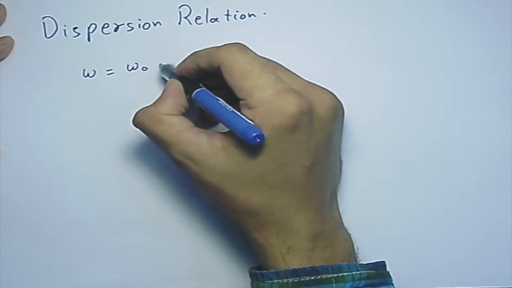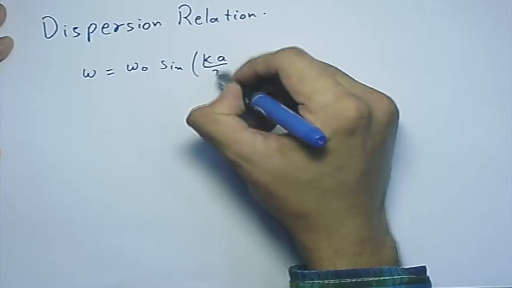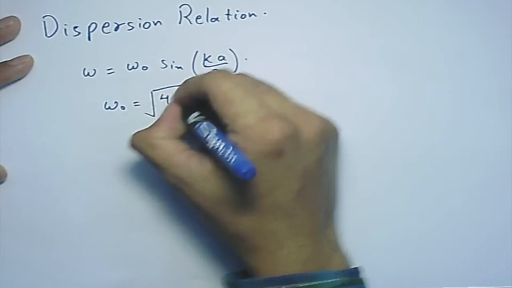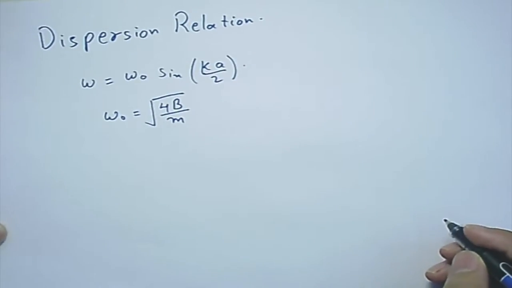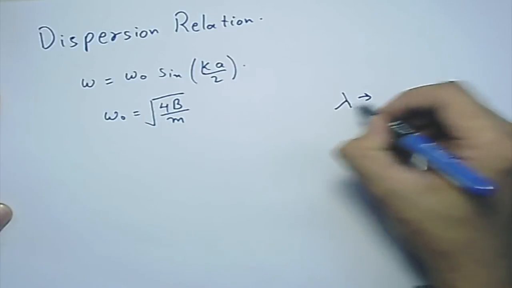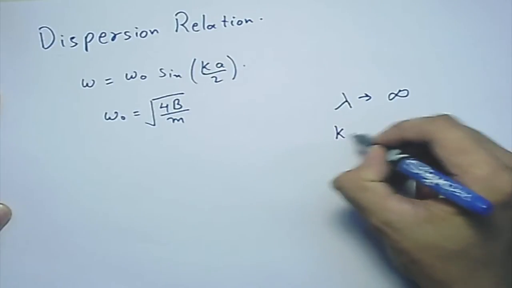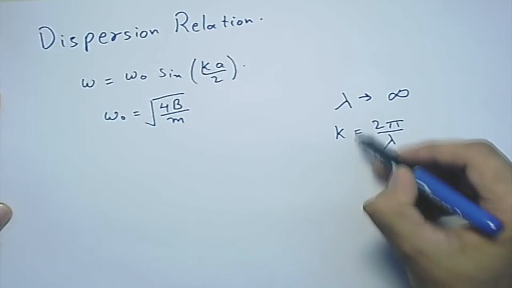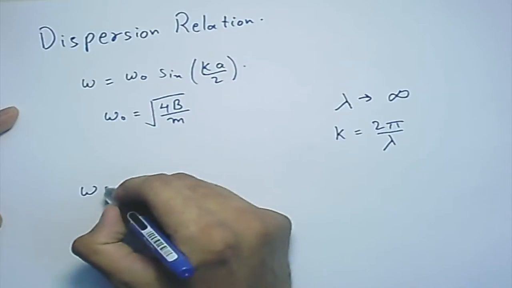So the dispersion relation given here is omega equals omega naught times sine of k a over 2, where omega naught is the square root of 4 beta by m. In the long wavelength limit, when the wavelength is tending to infinity, k, which is related to wavelength by this relation, would be tending to 0. K would be a very small quantity. And so we can say that the dispersion relation could be simply written as omega is equal to omega naught.